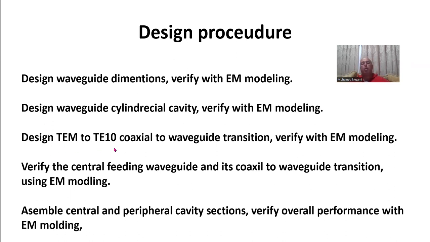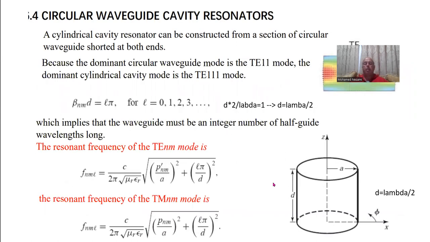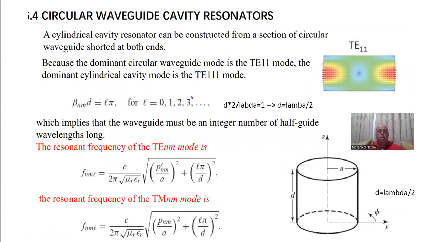And then of course, if you're using coaxial transitions like the three examples I just showed you, you need to design the TEM to TE10 coaxial to waveguide transition and verify that in the simulator. Then verify the central feed once you assemble it, at least the central feed, with the EM model. Then assemble the whole thing together with the peripheral connectors and optimize in the EM model.